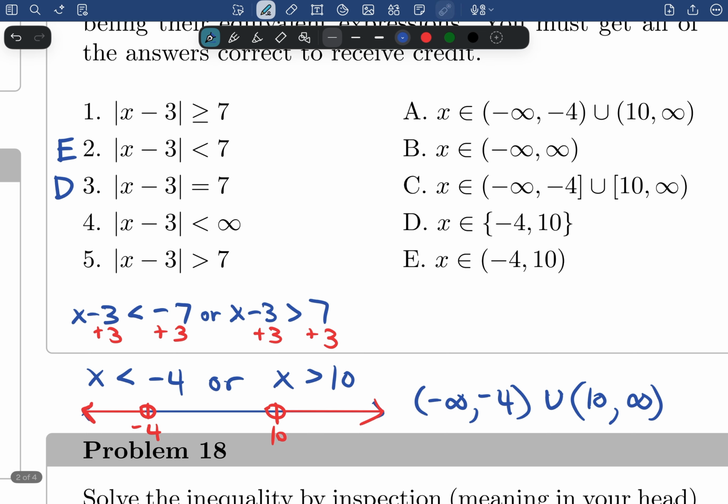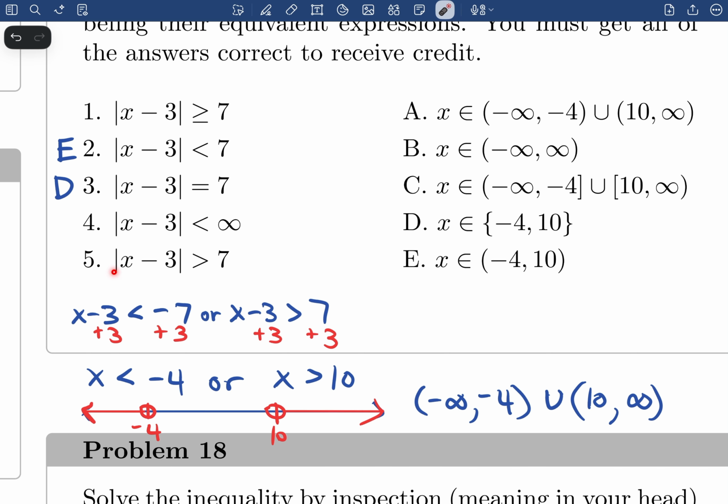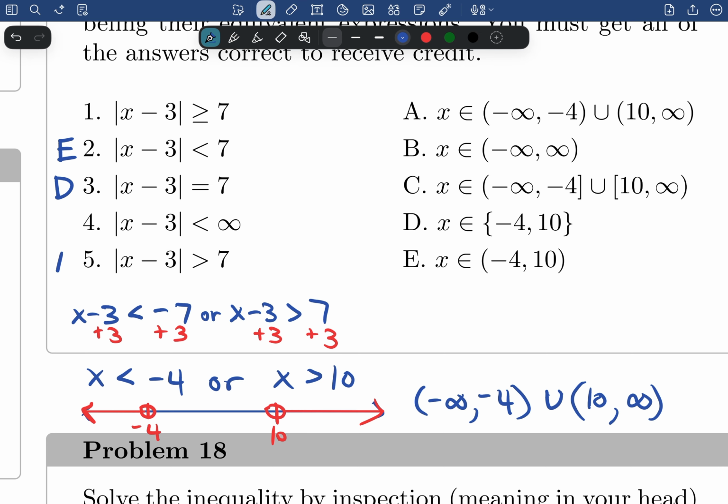All right, so I have just rewritten this absolute value inequality like this in blue, and then I solved each one like this, and then I graphed it, and I found out this is the interval notation. And so looking at my possible solutions, I go up to option A, and it's the x values that are in the intervals from negative infinity to negative 4. Yep, that matches. Union 10 to infinity. There it is. And so this number 5 option, its solution is A. Great.